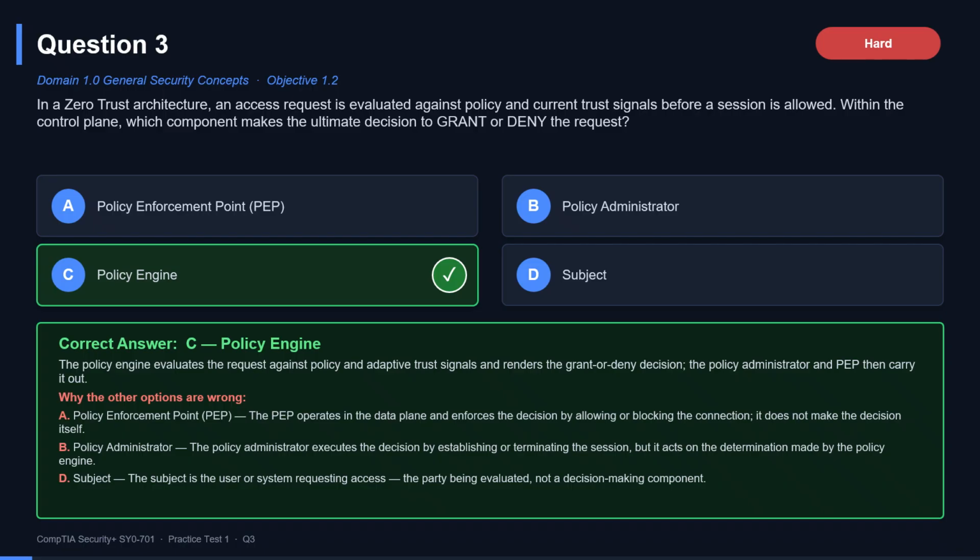Now, why the other options are wrong? Policy Enforcement Point, PEP, is incorrect. The PEP operates in the data plane and enforces the decision by allowing or blocking the connection. It does not make the decision itself. Policy Administrator is incorrect. The policy administrator executes the decision by establishing or terminating the session, but it acts on the determination made by the policy engine. Subject is incorrect. The subject is the user or system requesting access, the party being evaluated, not a decision-making component.